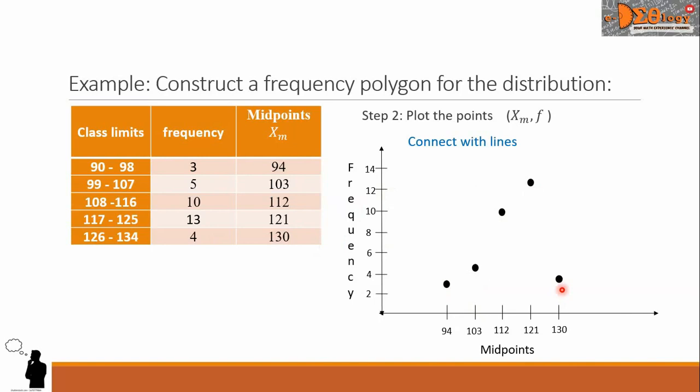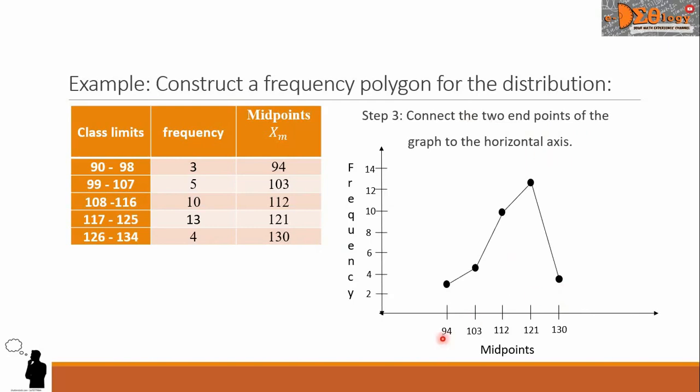Next, let us connect these points with straight lines. Here now are the points connected by straight lines. Next, step 3 is to connect the two endpoints of the graph to the horizontal axis.